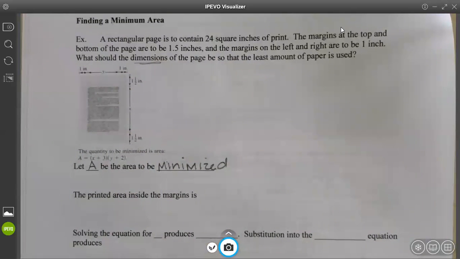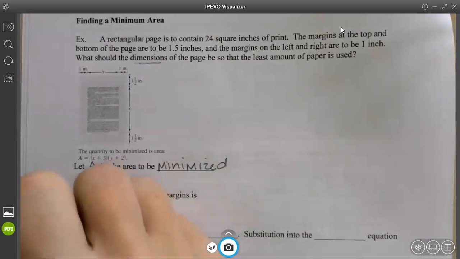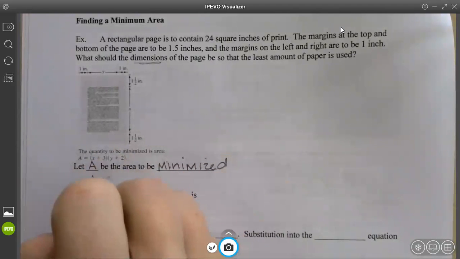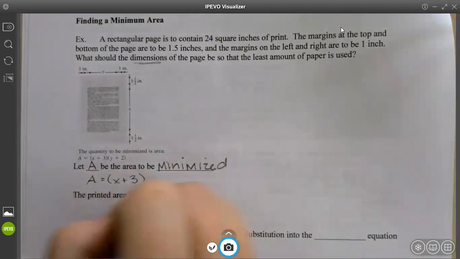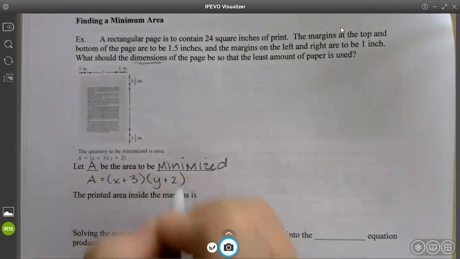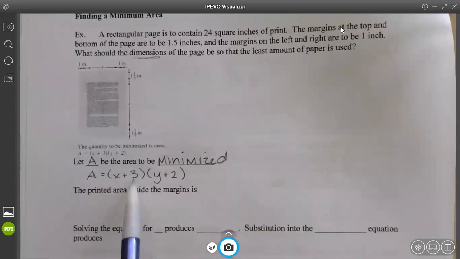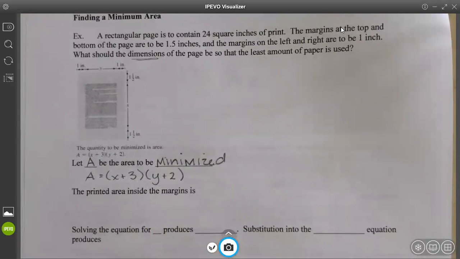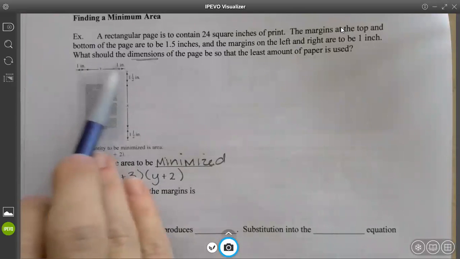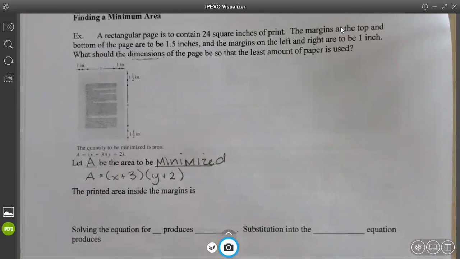How do we find this area? It gives you the formula, but tell me how you get that. So the area, that formula is literally right there, is x plus 3 times y plus 2. Where does that come from? So 1.5, 1 and 1/2 plus 1 and 1/2. So the top and the bottom margins add to 3. So it's the print plus 3 is how big the page is going to be. Does everybody understand? And then the width is going to be the print plus 2 inches of margins. Got it? That's where the formula comes from.